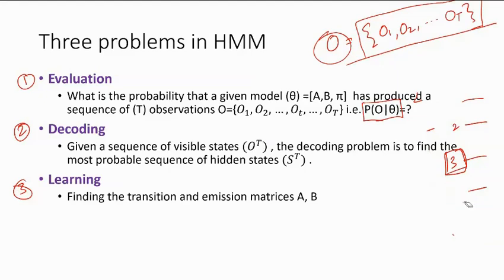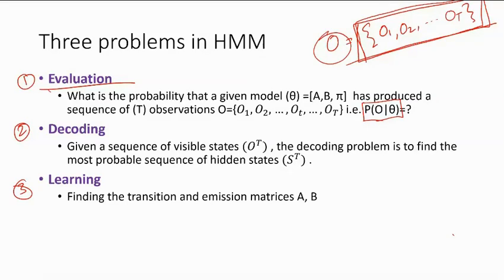Okay, so in the same way, instead of words here, we call them symbols. These are observable symbols. Then who has produced this? Which model has produced this? That we want to find out. So that is called the evaluation problem. The second problem is called the decoding problem. Given a sequence of visible states, the decoding problem is to find the most probable sequence of hidden states.